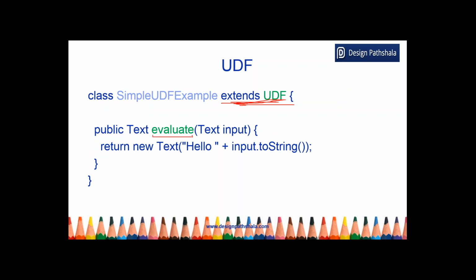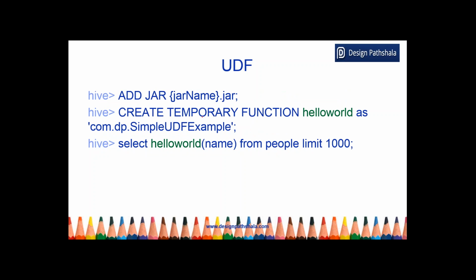This is the interface which you have to extend, and you have to implement evaluate as a function. So आप अपनी क्लास बनाओगे, उसके अंदर इस UDF को एक्सटेंड करोगे, evaluate फंक्शन में अपना कोड लिखोगे, इसके अंदर जो आपको पैरामीटर लेने हैं वो लोगे, and you will return something. You will compile it, create a jar out of it. You have to add that jar to the Hive session.